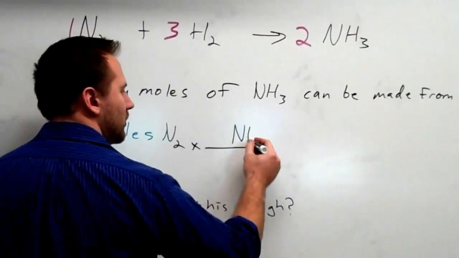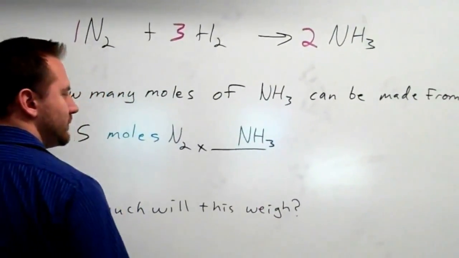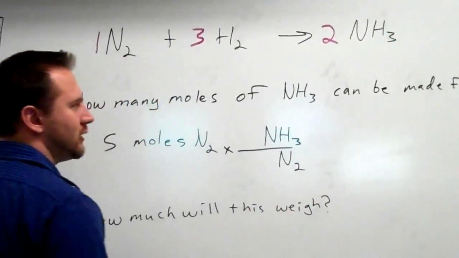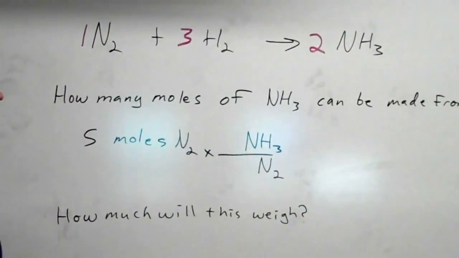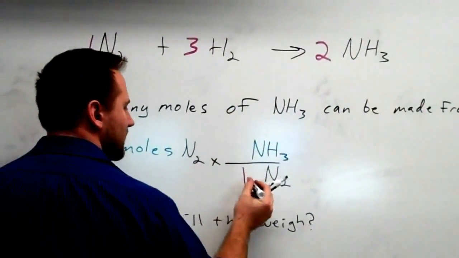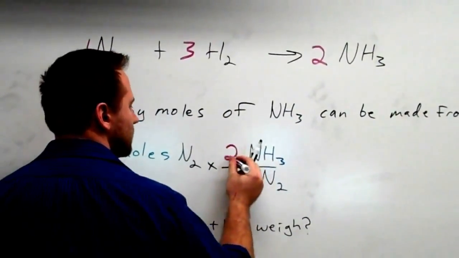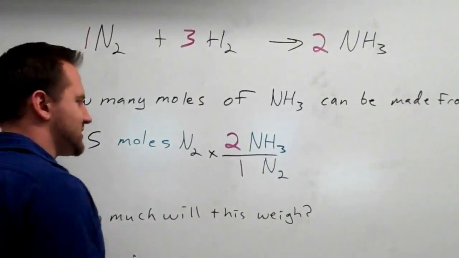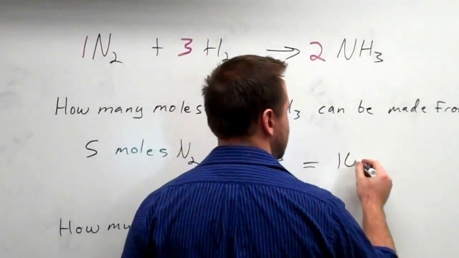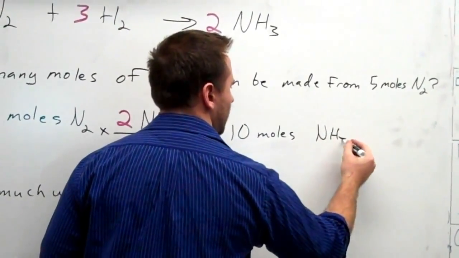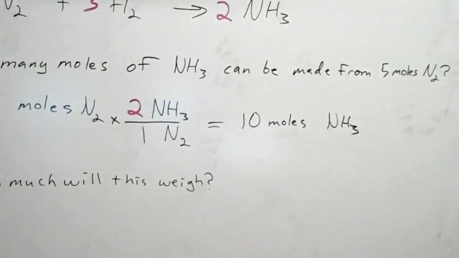I'm looking to form ammonia, so I'm going to put that on top. The unit that I already have is nitrogen, so I put that on the bottom. And the ratio that we have here from our chemical reaction is, for every 1 N2, we can get 2 NH3s. So when you multiply this out, this tells us that we can make 10 moles of NH3, or ammonia.